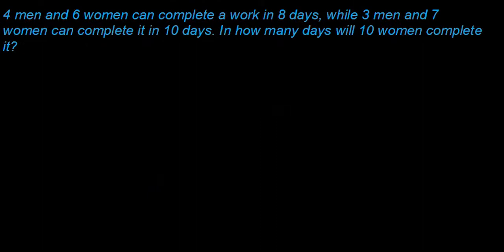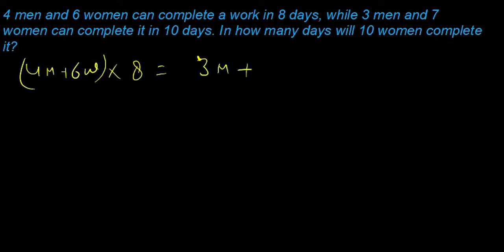4 men and 6 women. I think it will increase the length of the equation actually. 4 men and 6 women can complete a work in 8 days, while 3 men and 7 women can complete the same work in 10 days. Now this is a problem where you need to find out the efficiency, how many men are equal to how many women. So 3 men plus 7 women multiplied by 10 days. Okay, so let's solve it.